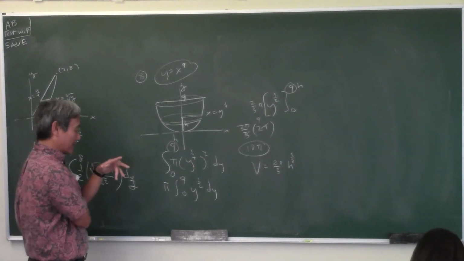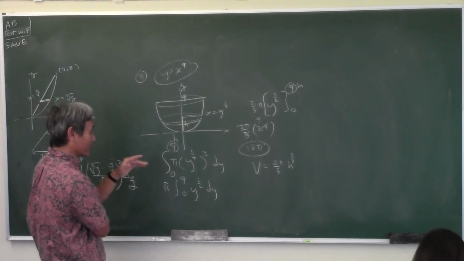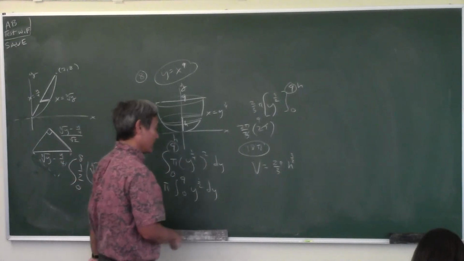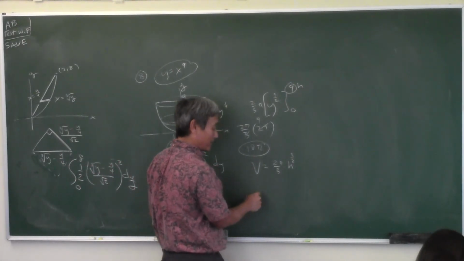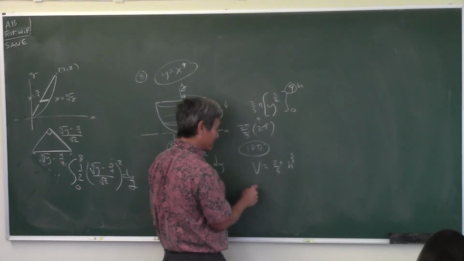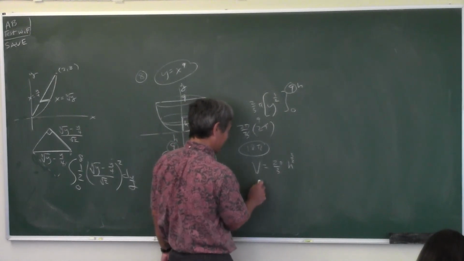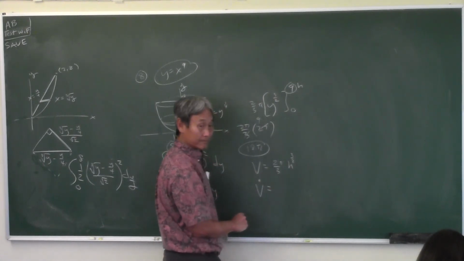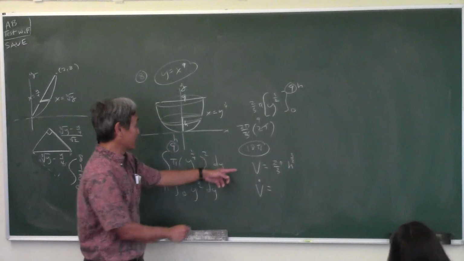Second step, take the derivative with respect to time. So what do you want to do? You want to write dV/dt or you want to write V dot? Because they both mean the same thing. So now, this is the answer for part B.